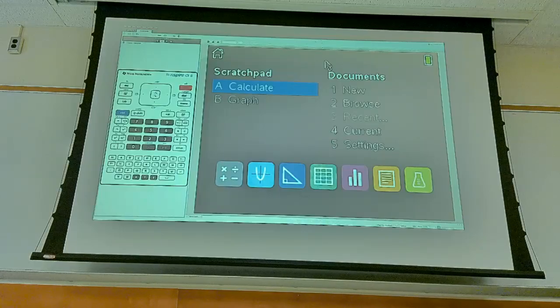If you have the TI-Nspire CX, be careful, because there are two versions of the CX. There's the CX, either 1 or 2, and then there's also a CX CAS. You cannot use the CAS. That's the computer algebra system that has symbolic manipulation. You cannot use that for pre-calc. You can only use the normal CX.